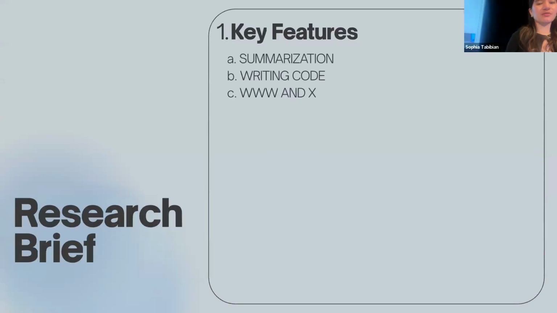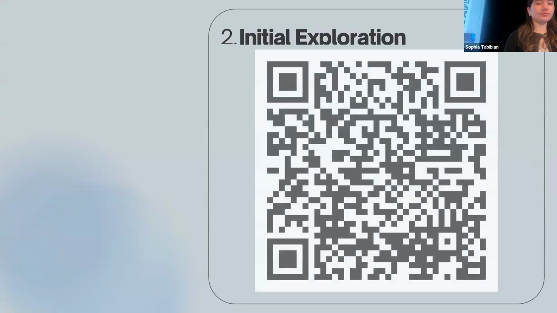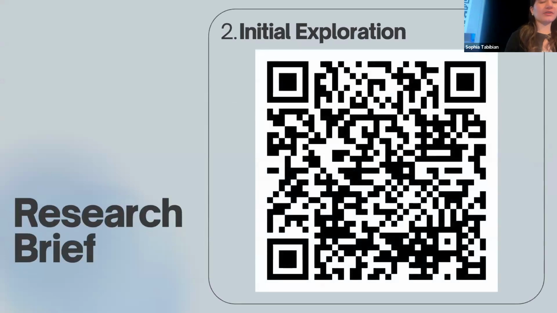And now into the research brief. The key features of Grok AI are first, its ability to summarize media. Second, its ability to write code in real time. And third, its access to the World Wide Web and X. And now to the initial exploration. This is a QR code that links to my chats with Grok AI.